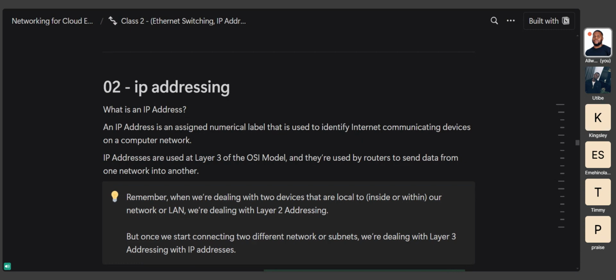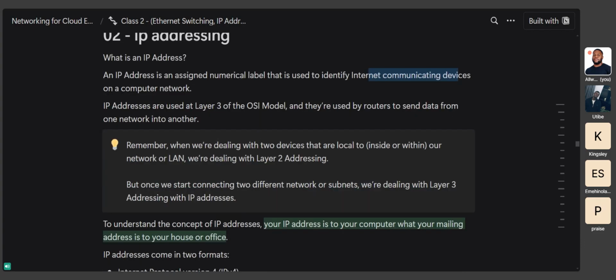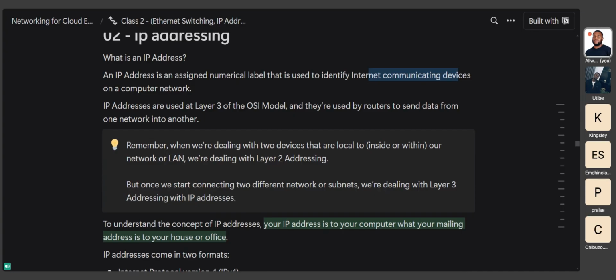So what is an IP address? An IP address is an assigned numerical label that is used to identify internet communicating devices on a computer network. IP addresses are used at layer 3 of the OSI model. Remember, layer 3 of the OSI model is the network layer, right? So that's where IP addresses are used, and they're used by routers to send data from one network to another. And this tells you that routers are layer 3 devices, as the person that answered the last time rightly said. A router is a layer 3 device.